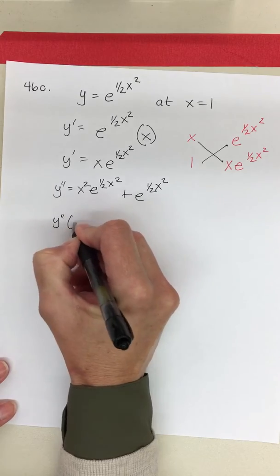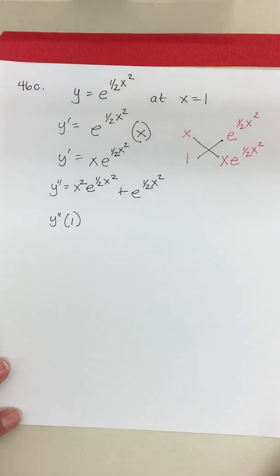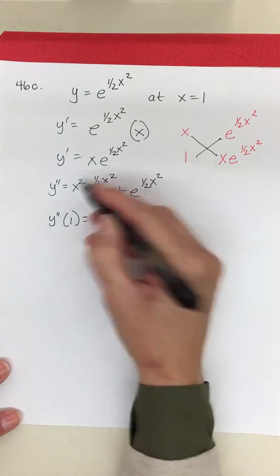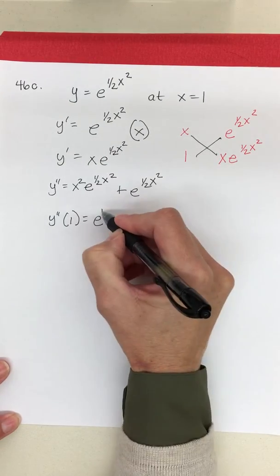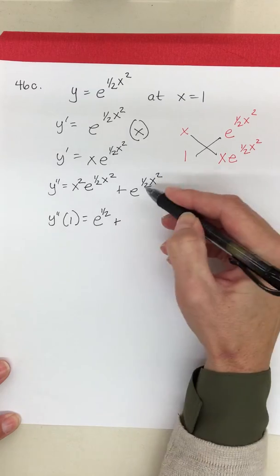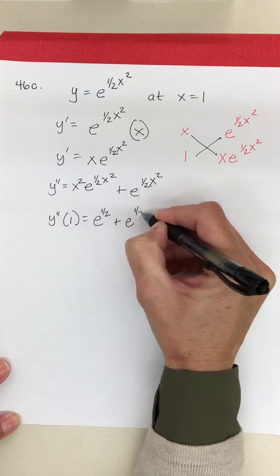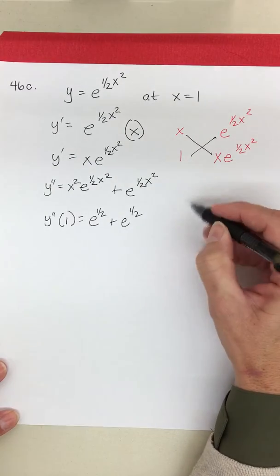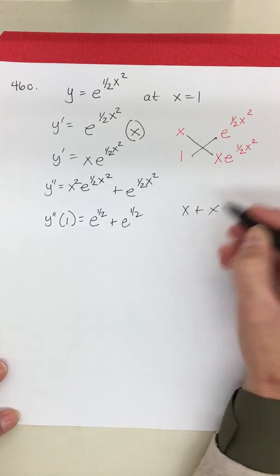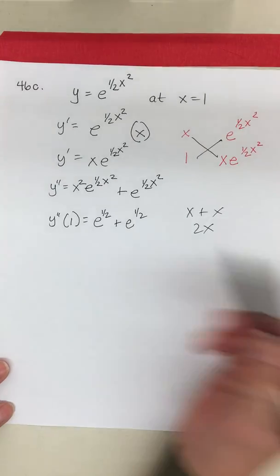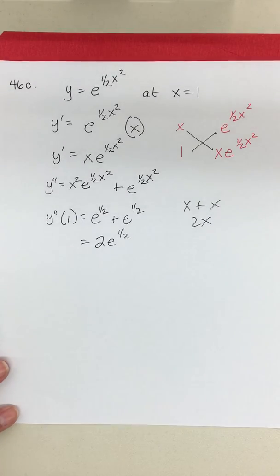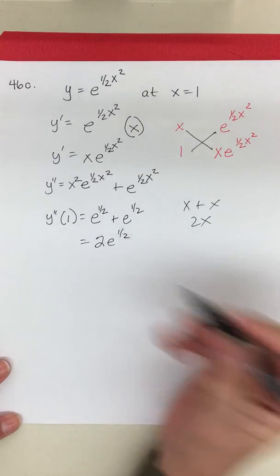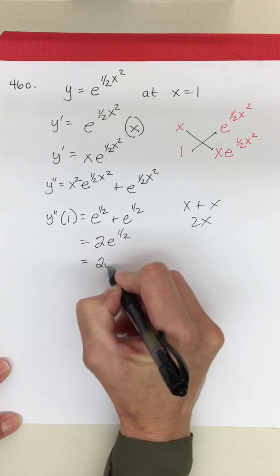So second derivative evaluated at 1. Plugging in a 1 for all the x's. We're going to get a 1 here. This is e to the 1/2 plus e to the 1/2. And just like if you had x plus x, that's just 2x. You don't do anything to those exponents, so this is 2 e to the 1/2. And if that's not an option, remember 1/2 power is the same as square root, so that's the same as 2 times the square root of e.